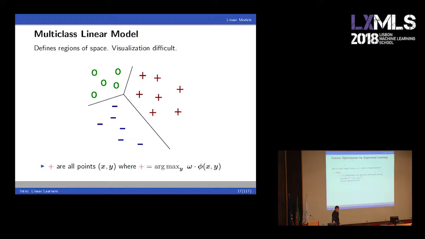Yeah? Is it correct that for each pair of classes we have different weight vectors? No, that's the point. We have one weight vector that we learn in our Kessler construction, our block feature vector that can be used for all of them.